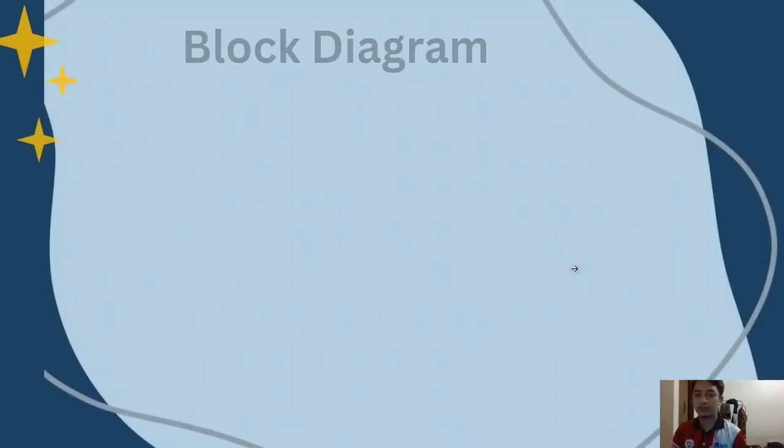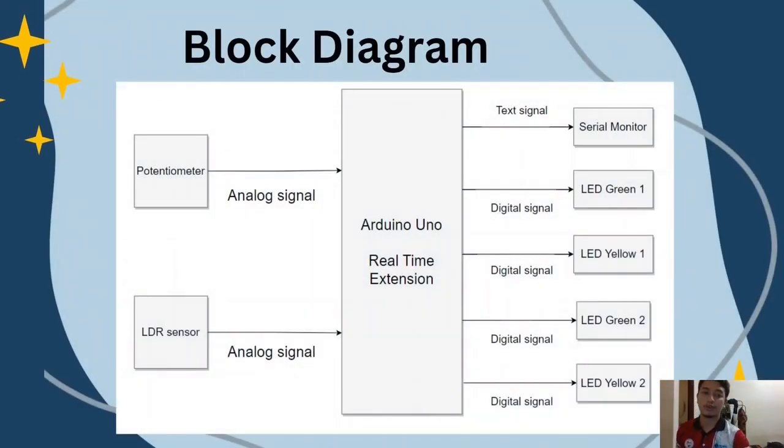So I will show the block diagram. As you can see, the potentiometer is the input, also the LDR. Why do we put the input? The potentiometer is to control the voltage. Also the LDR sensor, when we cover the LDR, we get the result for the dimming of the light. This is the Arduino Uno as the processor, and this is for output.